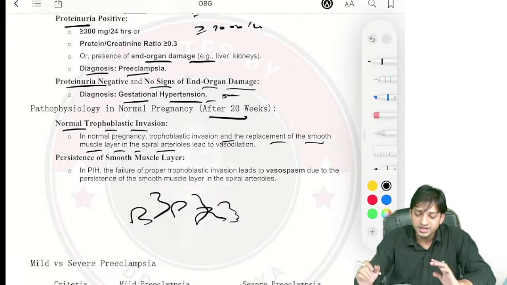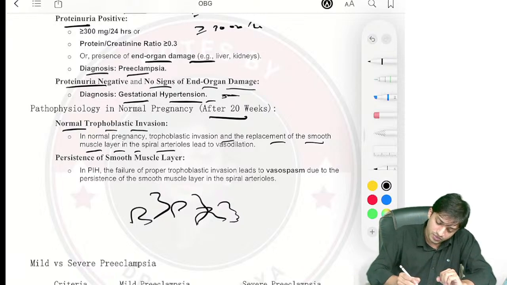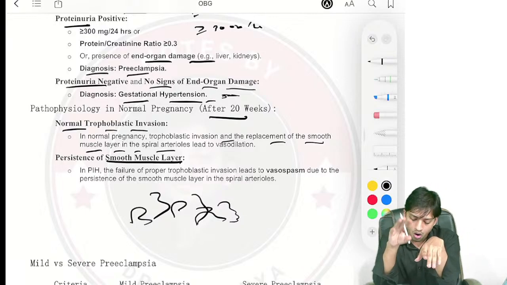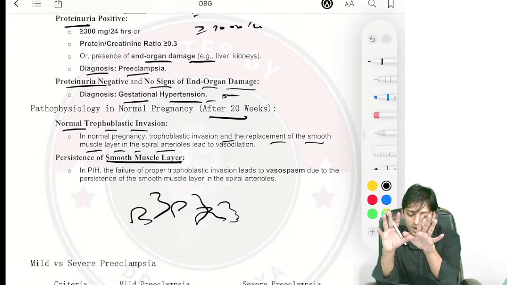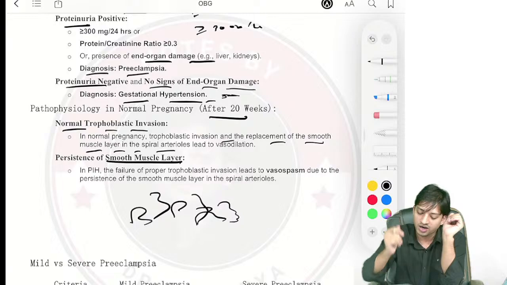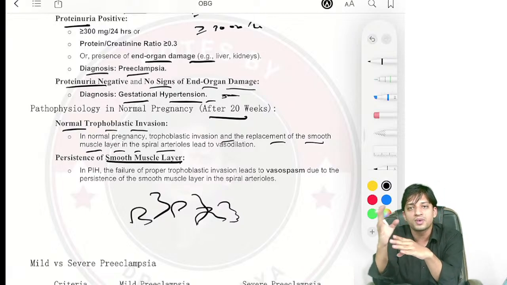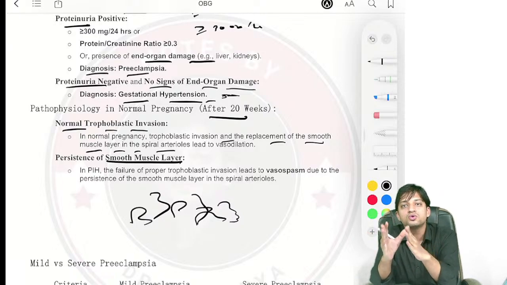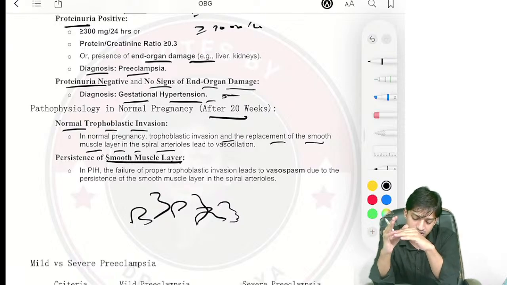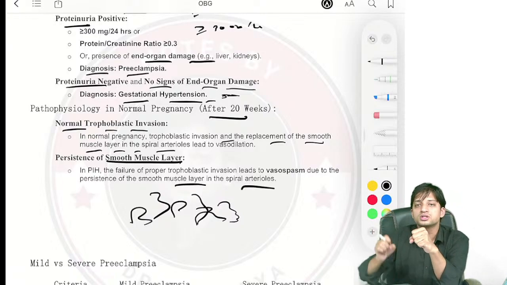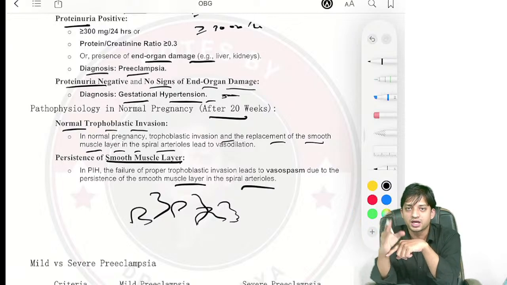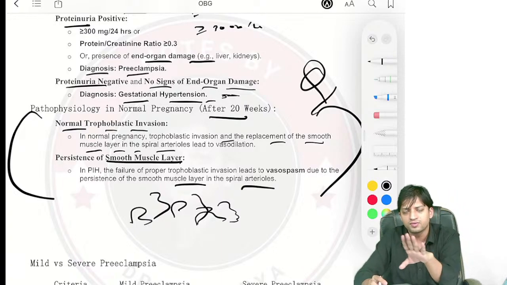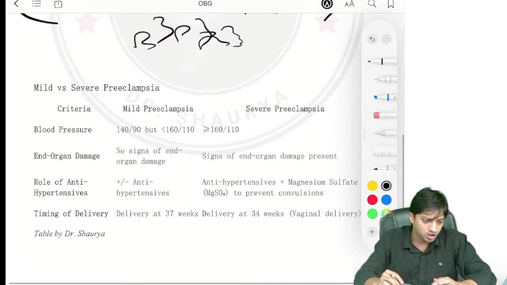But in PIH, what happens? There is persistence of the smooth muscle layer, due to which there is failure of the proper migration of the trophoblastic tissue invasion, right? Now, what will happen if the trophoblastic tissue fails to invade properly due to the persistence of the smooth muscle layer? This will lead to vasospasm. And due to the persistent smooth muscle layer in the spiral arterioles, persistent vasospasm can lead to pregnancy induced hypertension. The pathophysiology, they don't ask you very frequently, but we have discussed it for conceptual purposes, right?